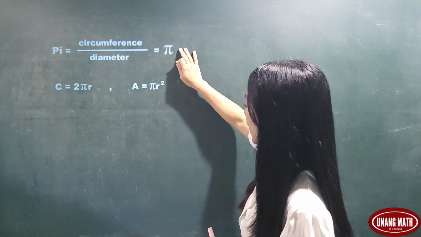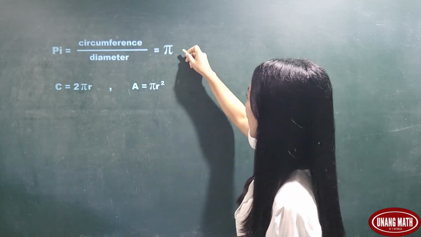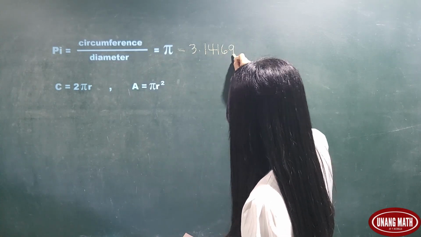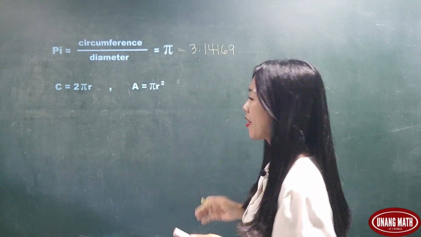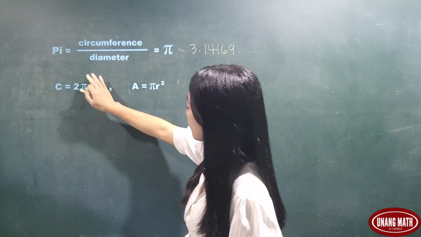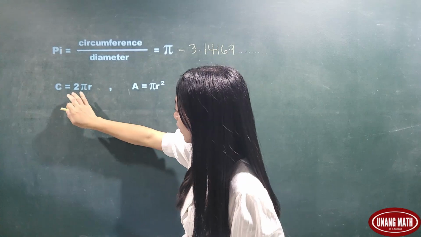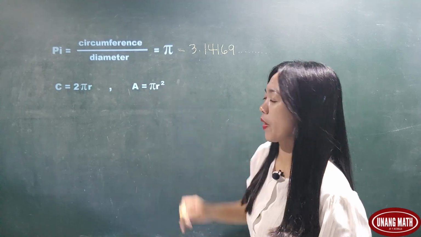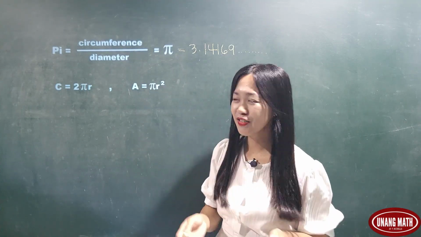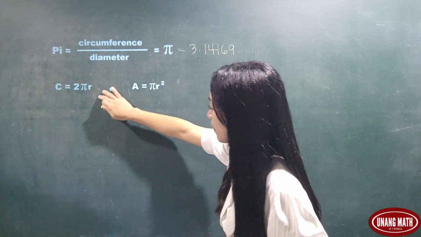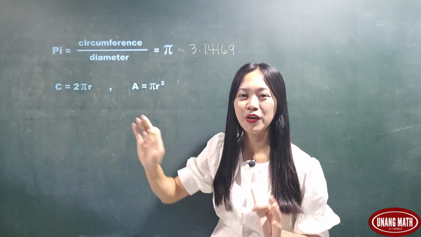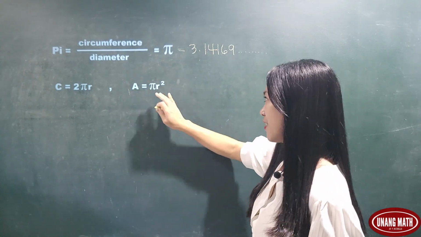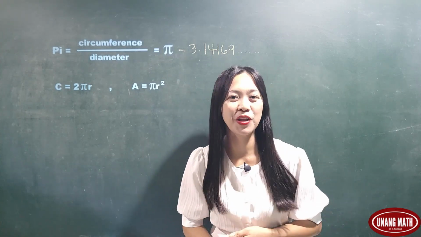We all know that pi is an irrational number, and this is 3.14169, and it goes on forever or infinite. To get the circumference of a circle, we will use the formula 2 pi r. And for the area of a circle, this is equal to pi r squared. We already have video lessons on how to find the circumference of a circle, and you can watch the video on episode 31. And for the area of a circle, this video lesson is on episode 32.